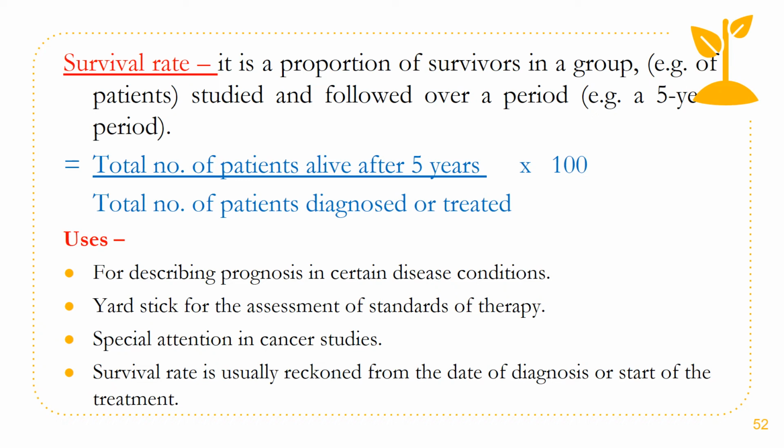So uses of survival rate is for describing prognosis in certain disease conditions and as a yardstick for assessment of standard of therapy, with special attention in cancer studies. Survival rate is usually reckoned from the date of diagnosis or start of the treatment.